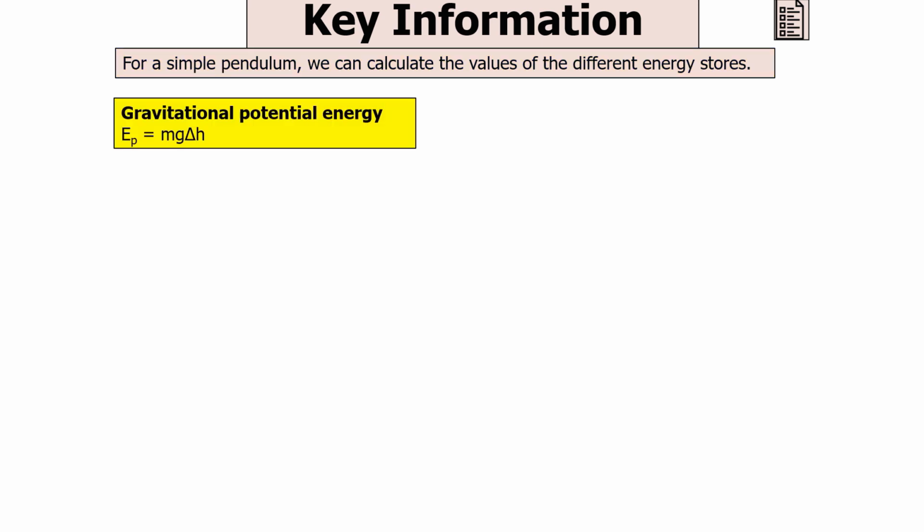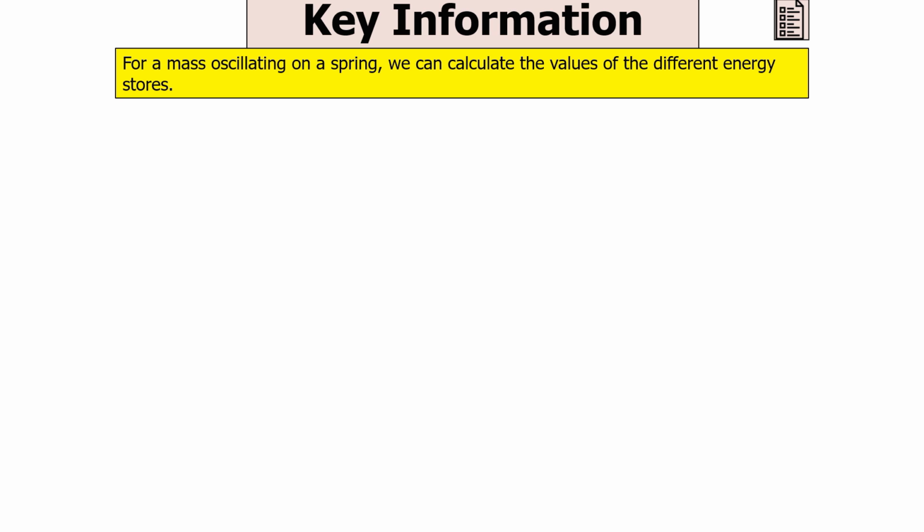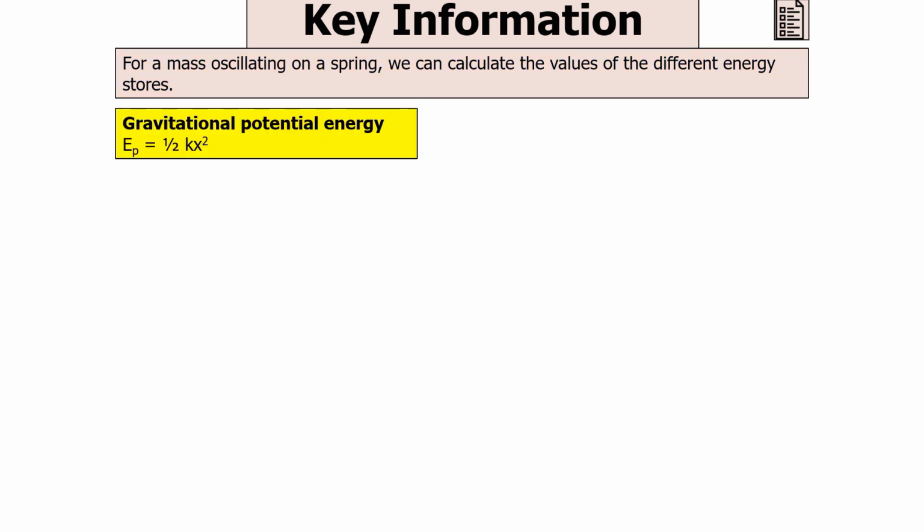We know that the gravitational potential energy store is equal to mgh, and the kinetic energy store is equal to a half mv squared. Now for a mass oscillating on a spring, we can calculate the values of the different energy stores. We know in this instance that our elastic potential energy store is equal to a half kx squared.